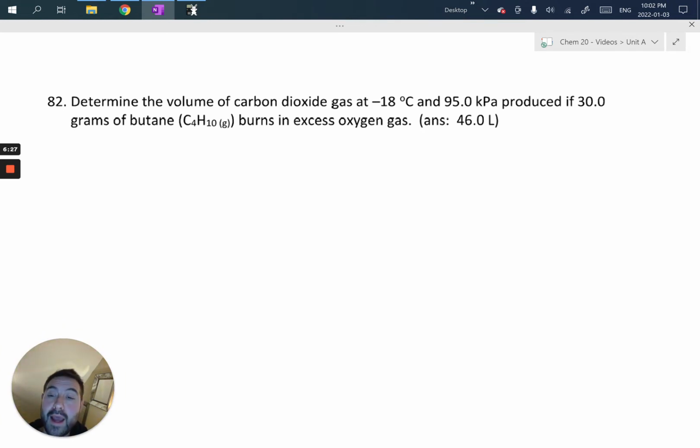This is a combined stoichiometry question. It has a gravimetric part involving mass, and then it also has a gas component. Okay, and I see here I don't see STP or SATP. I'm given a specific set of conditions, and this is going to tell me I'm going to need the ideal gas law to solve this.